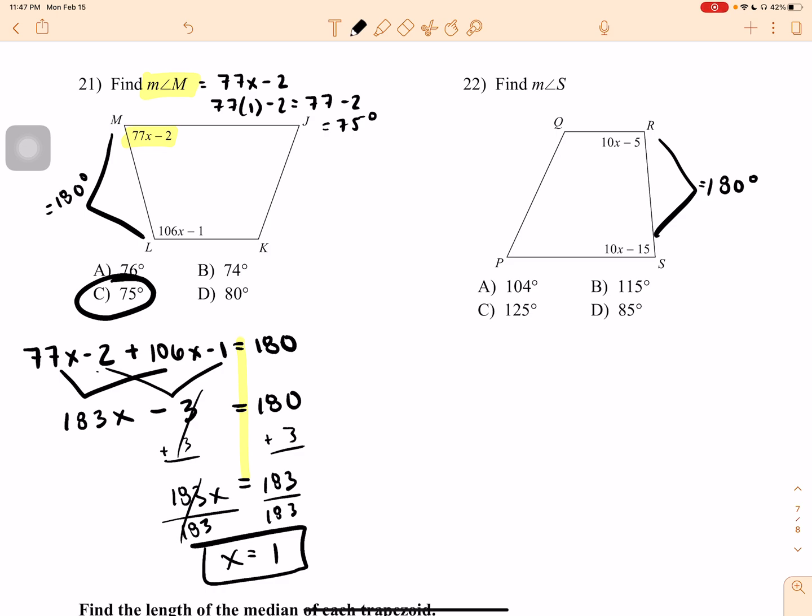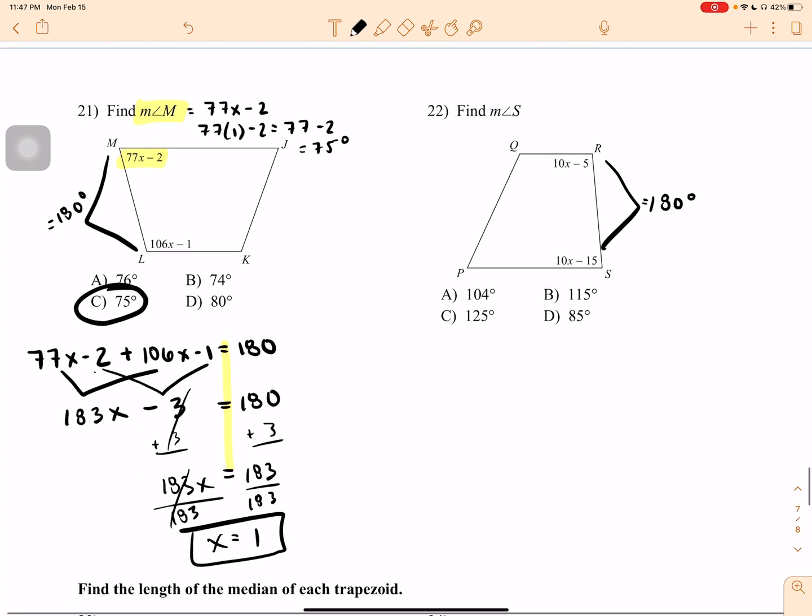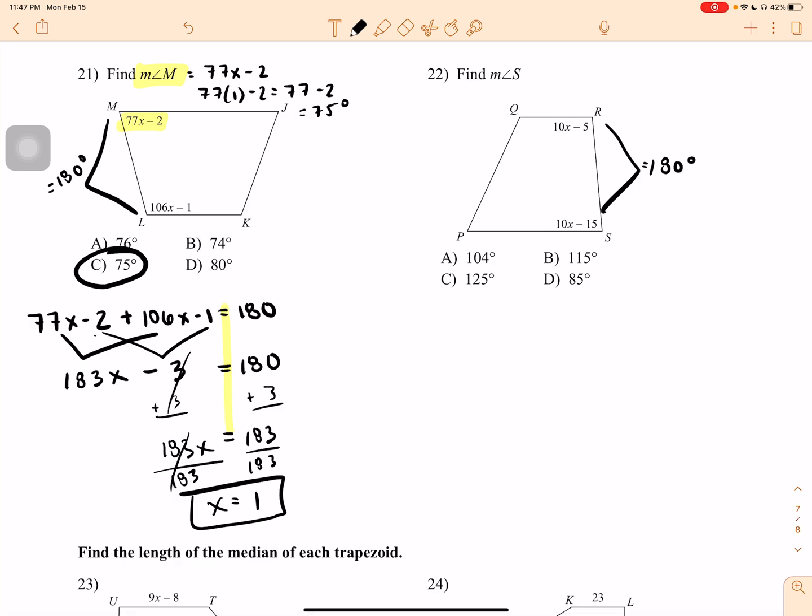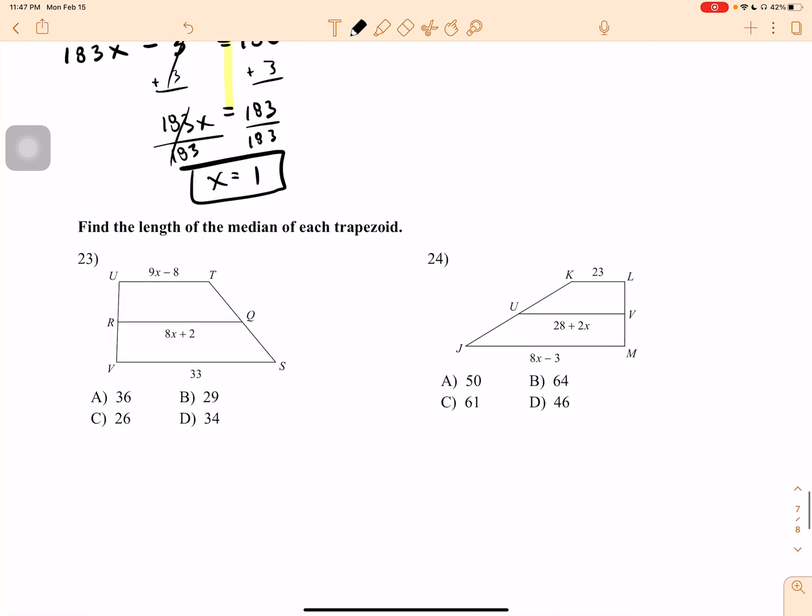So again, remember to pause. I'm going super fast, so remember to pause and try things on your own first, and then watch how I solve them to check your work.